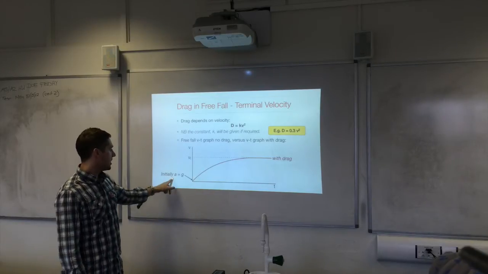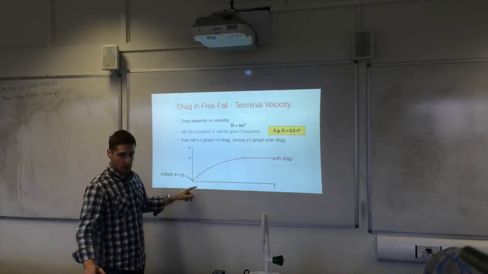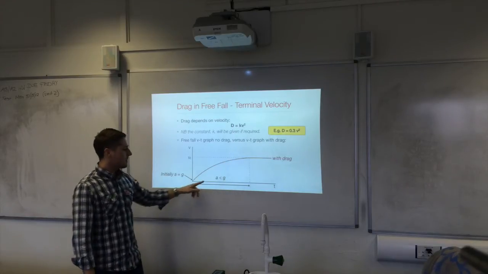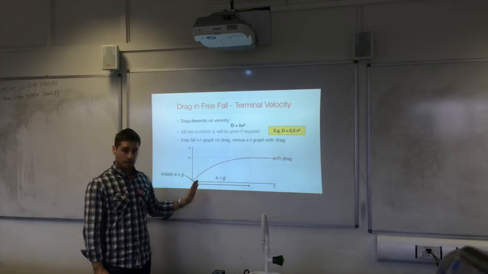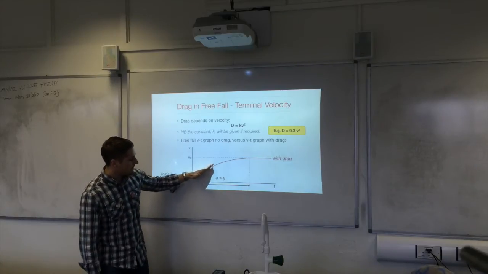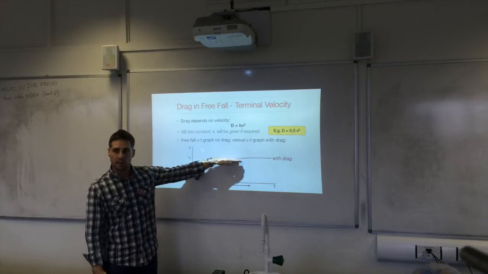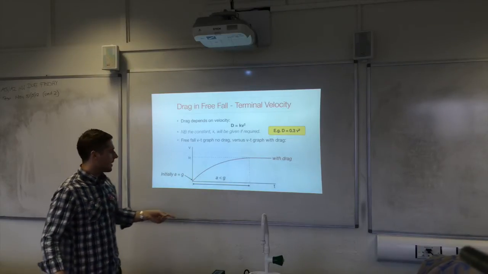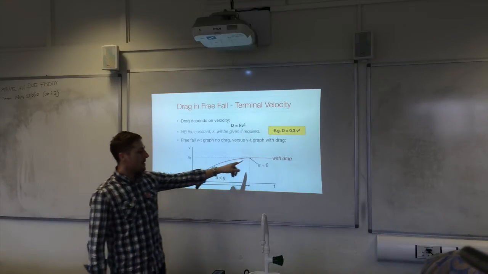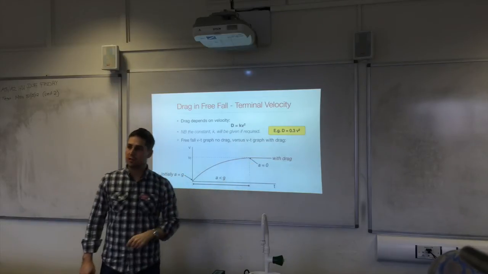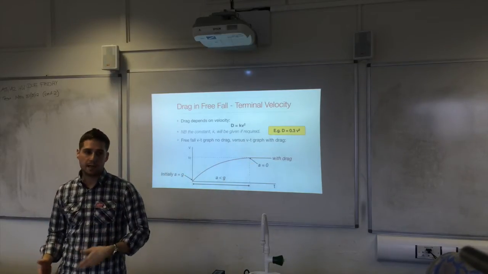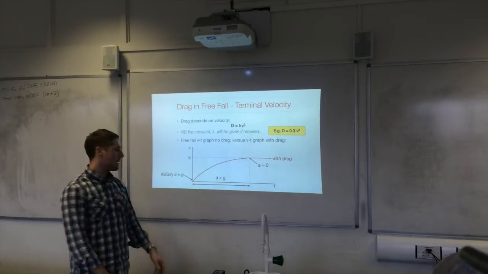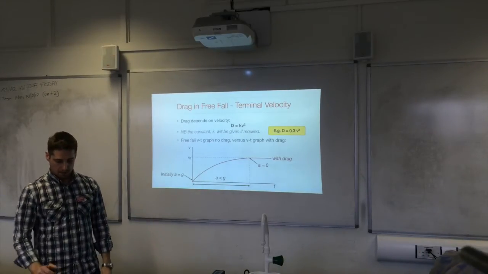But then it decreases, so let's start to annotate this. Initially, the acceleration is equal to g. Then, in this period here, acceleration is less than g, because it's starting to decrease, isn't it? So the gradient is decreasing, the acceleration is decreasing. We looked at that last week. And then, you have zero acceleration when you reach terminal velocity. Terminal velocity, constant velocity, so therefore the acceleration is zero. That's the terminal velocity graph.